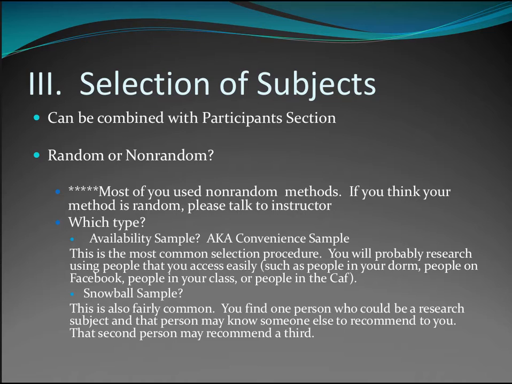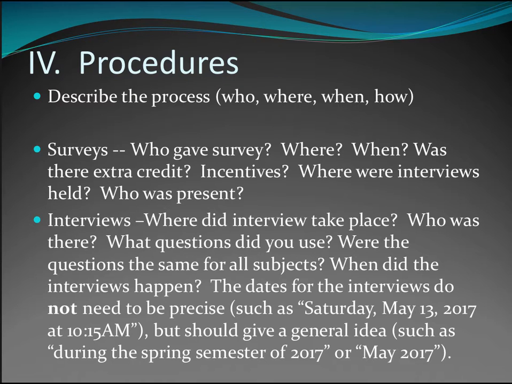Now, it's not real detailed how you have to put this in the methods section. It's actually just going to be in one sentence. This was a non-random availability sample, and so it might just be one sentence where you say what your selection of subjects were.